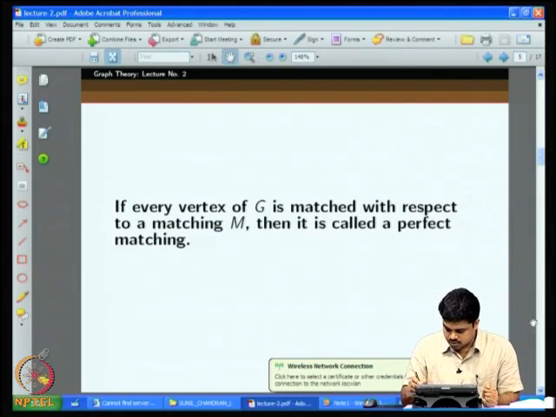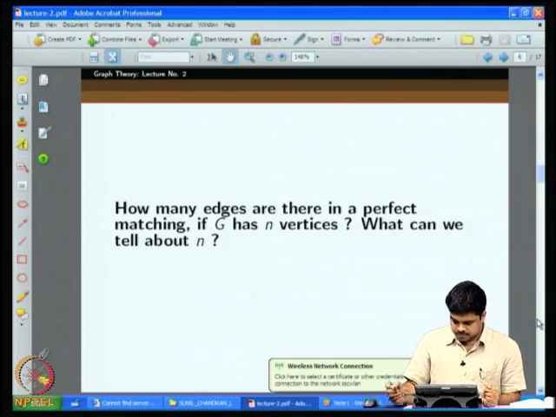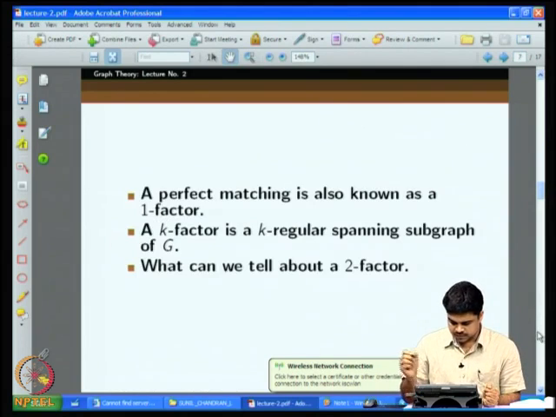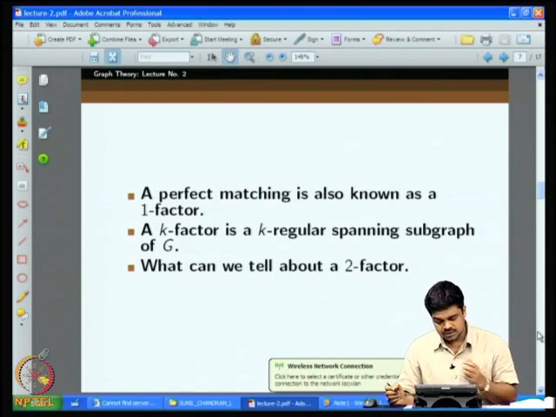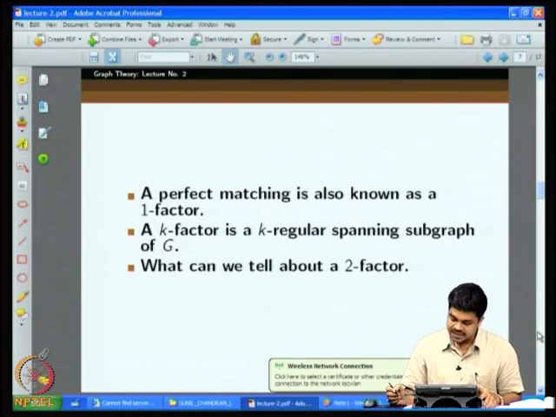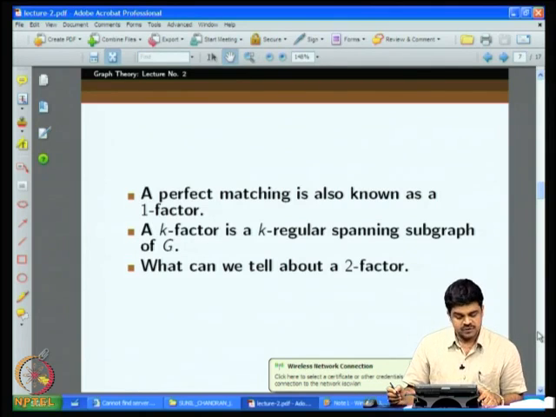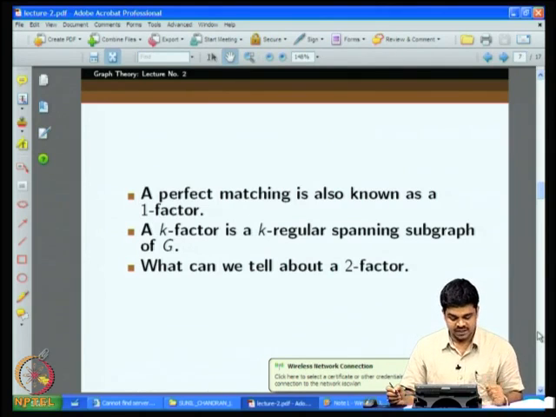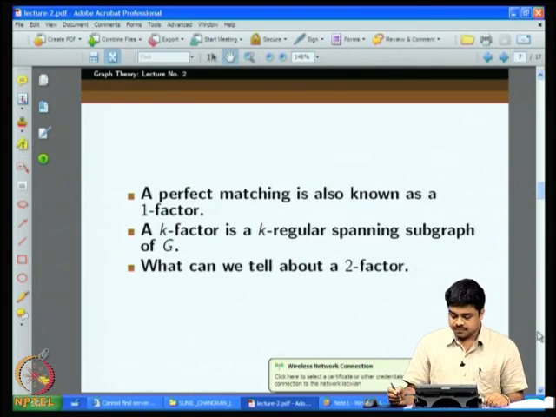That is what we can tell about n: n is an even number. And here is a piece of information: the perfect matching is also known as a one factor. It is another name which is used in the literature. When I say one factor, you may be thinking there should be a two factor also. Yes, there is a two factor, there is a notion of three factor, there is a notion of k factor in fact. What is a k factor? A k factor is a k regular spanning subgraph of G.